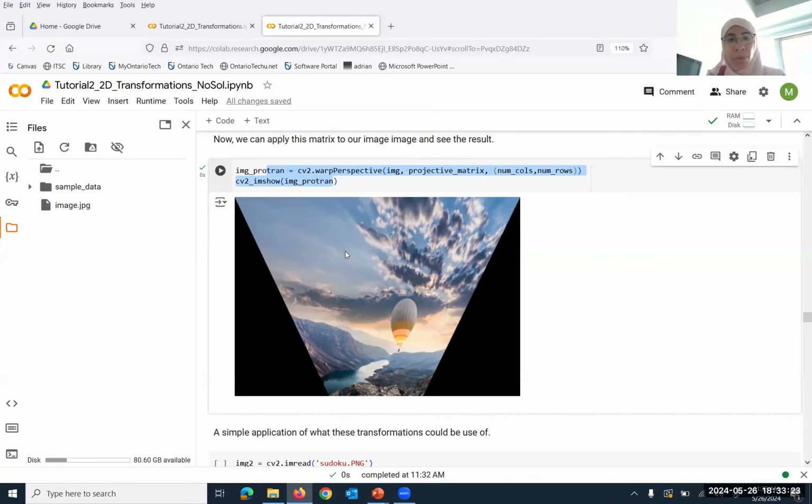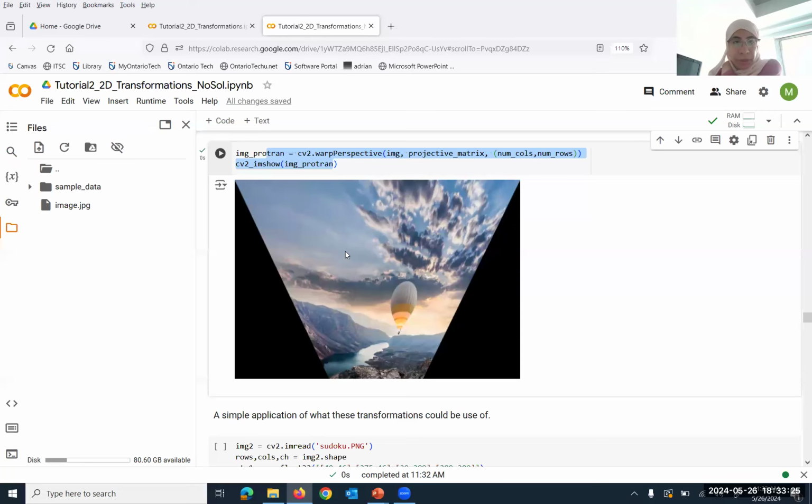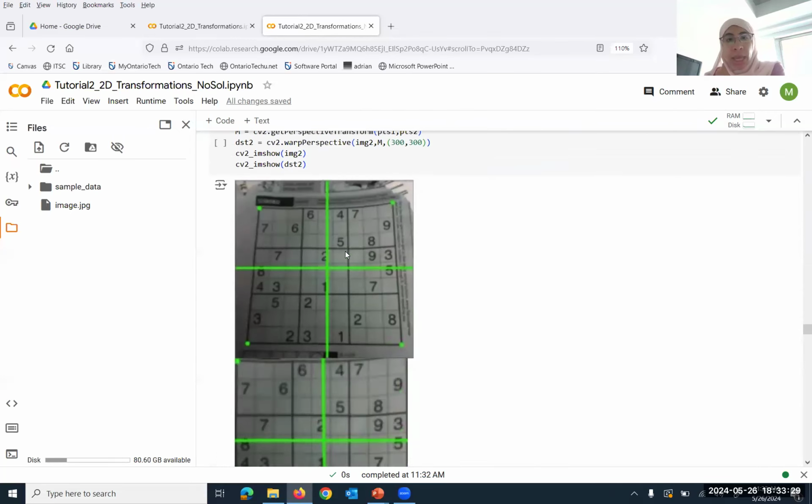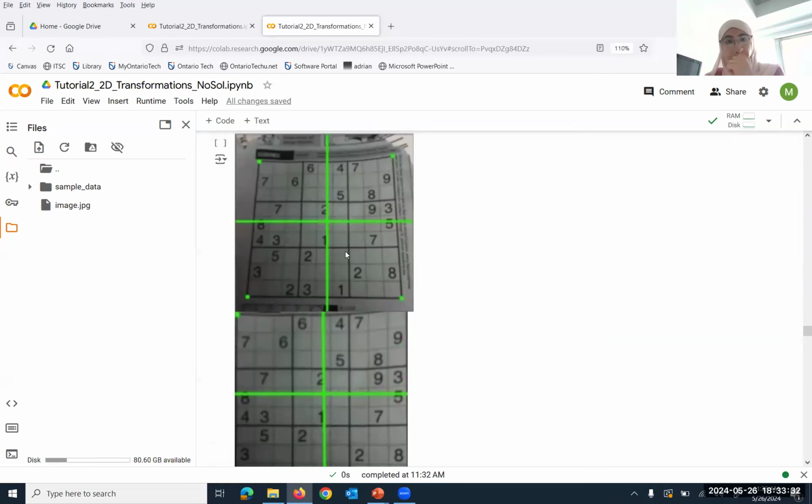So I hope this explains it better, but let me know if you have any questions. And we're going to do a couple of exercises on the transformations now.